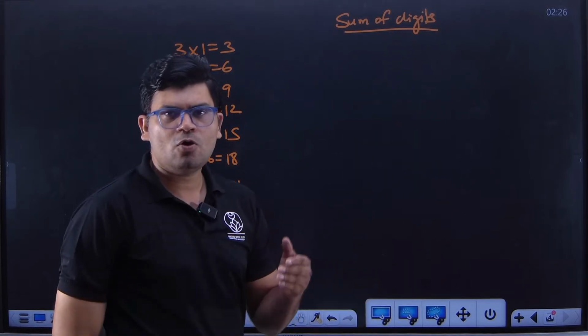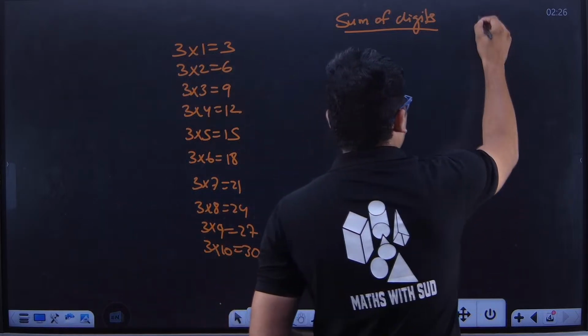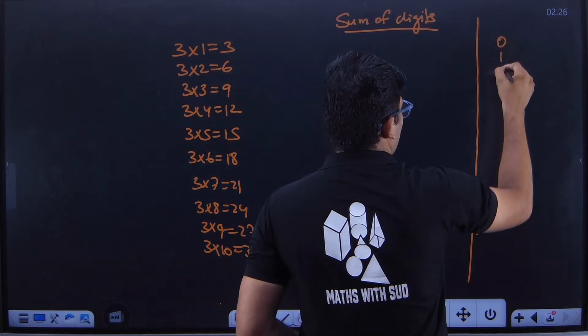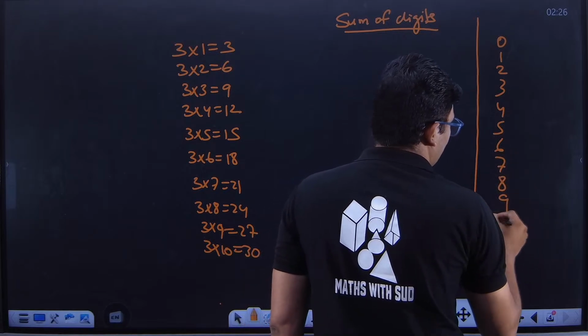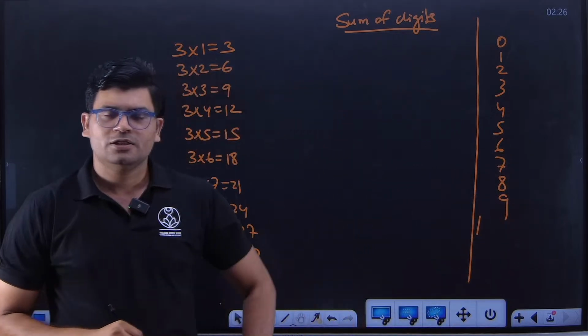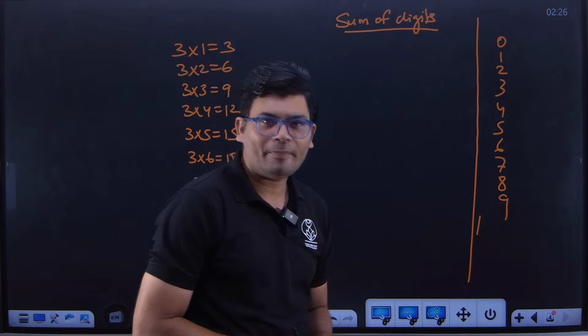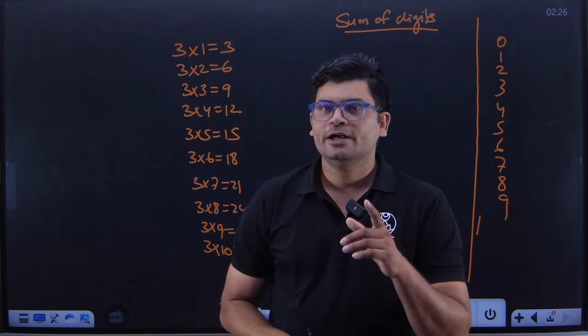They are 0, 1, 2. I am writing all the 10 digits. So 0, 1, 2, 3, 4, 5, 6, 7, 8, 9. These are also the numbers, but they are digits.